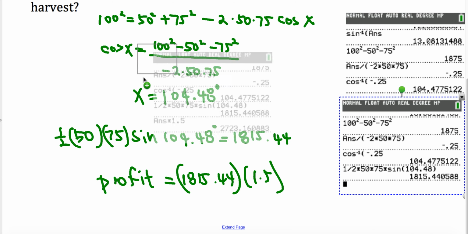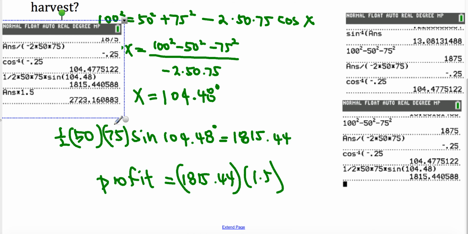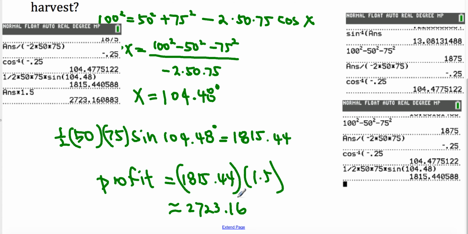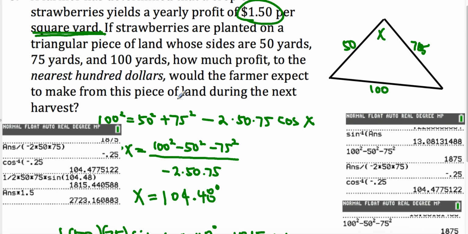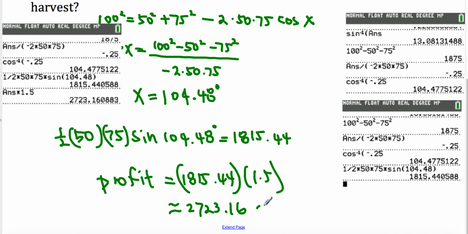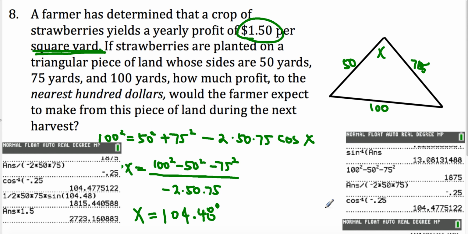Then our final answer becomes this way: 2723.16. And then the question here, in this case, asks for the nearest hundred dollars, so that means we get about $2,700. There's the profit. All right.